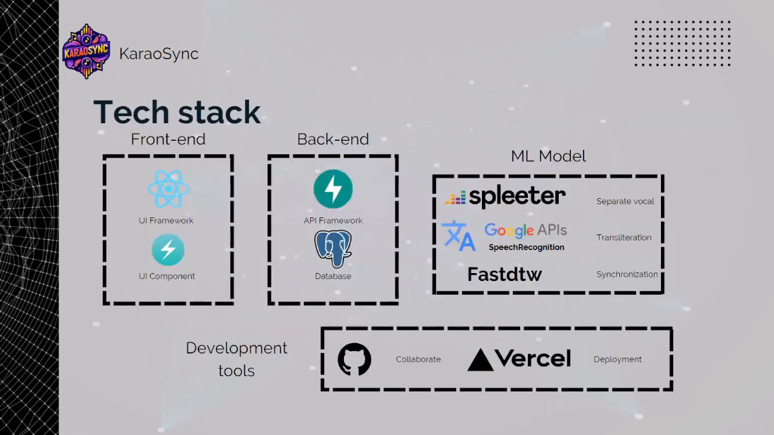For our tech stack, we will use React and Java for front-end. Then we will use FastAPI as the API framework and PostgreSQL as our database for users on the platform. For the models that I mentioned, we will use the Spleeter library for audio segmentation, Google Input Tools API with a speech recognition library for transliteration, and FastDTW for the DTW alignment algorithm. For development tools, I will use GitHub for Git repository collaboration and Vercel to deploy our platform.